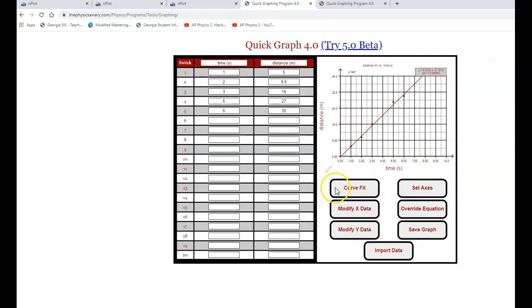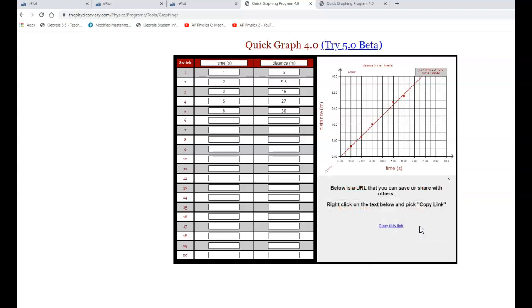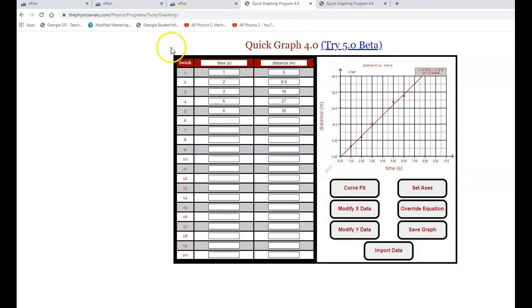The only thing I don't like about this one is that you can save the graph, but it gives you a link. And so you'll need to keep a notebook or something of what the URLs for the saved graphs were. I like the presentation here. I like that it's simple. You can do a screenshot of the whole thing. You can do a snip of the whole thing. You're going to need data and the graph when you turn it in.